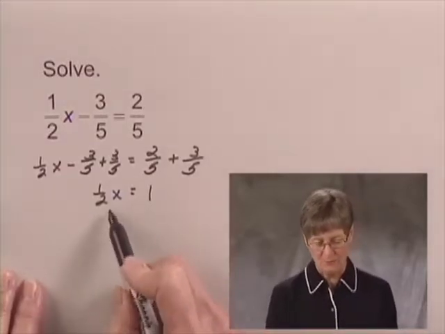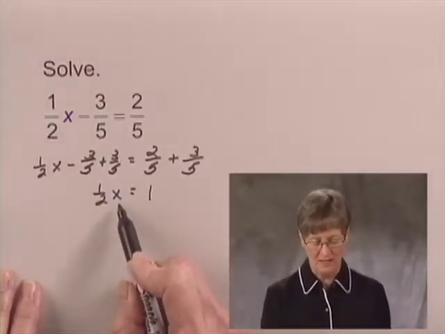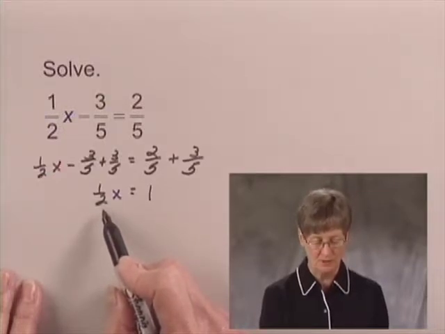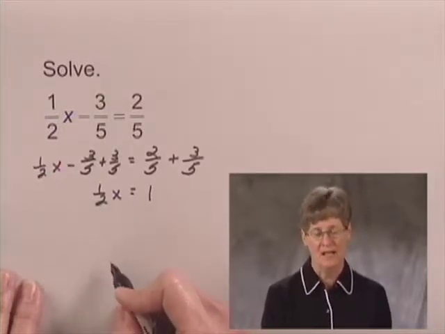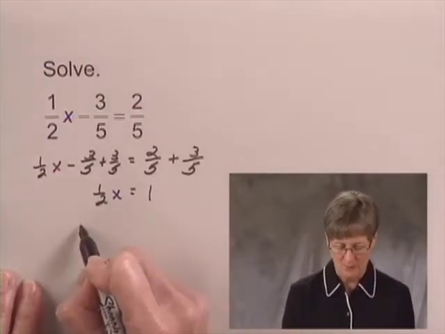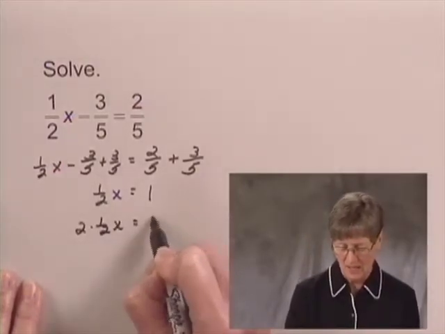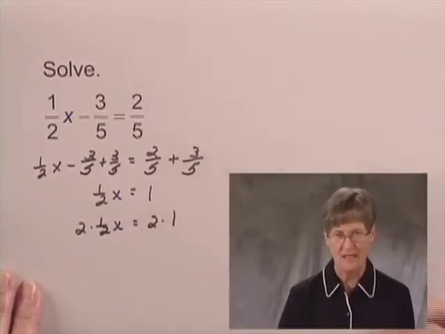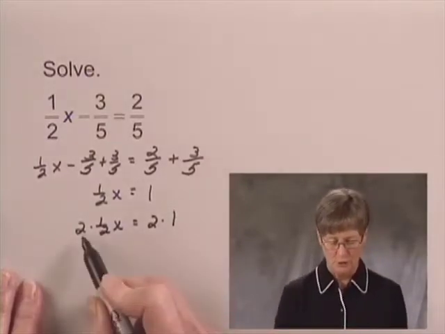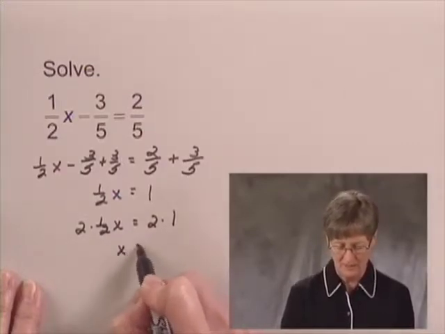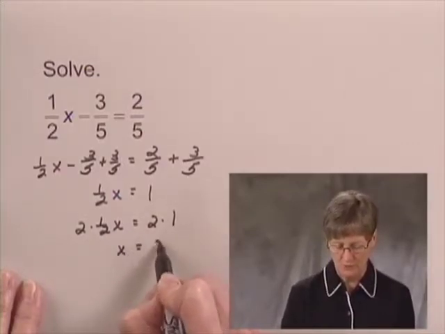Now I have a fraction multiplied times the variable x, and to eliminate that fraction, I'm going to multiply by its reciprocal. The reciprocal of 1/2 is 2, so if I multiply by 2 on the left-hand side, I'll have x alone, and I need to multiply by 2 on the right-hand side as well. 2 times 1/2 is 1, so I have 1x, or just x. 2 times 1 is 2.